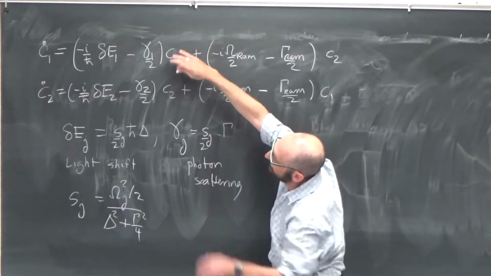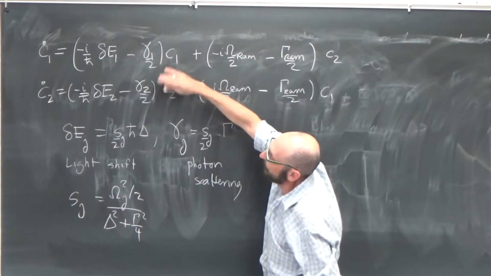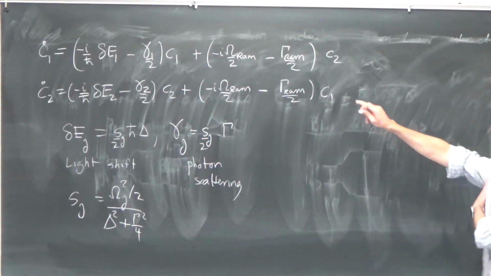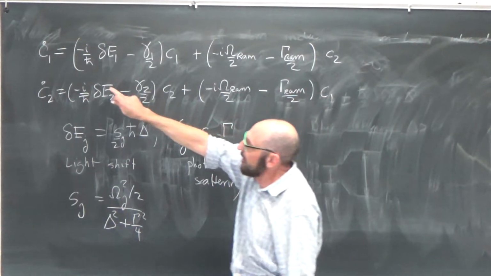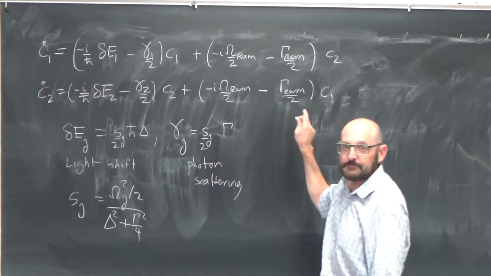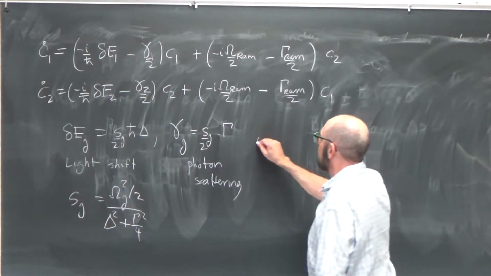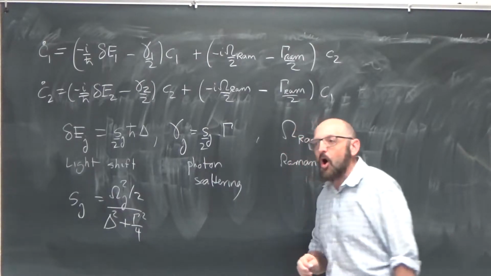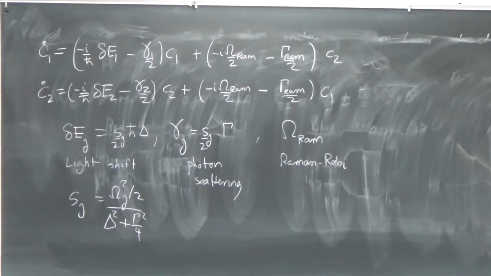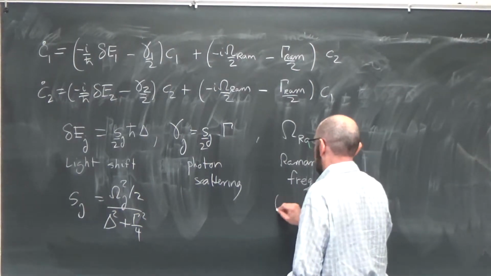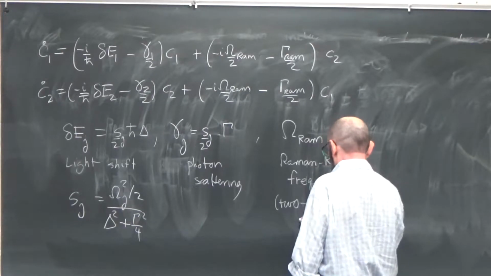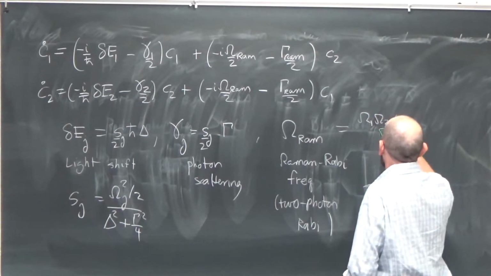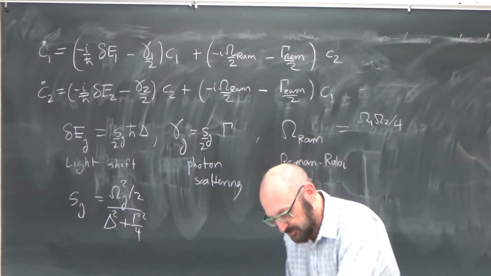So that's photon scattering. Each of these terms is what we had seen and reviewed in the beginning of this lecture for the two-level system off resonance, just the same thing we just discussed. But now I have this other effect, and this other effect couples level 1 to level 2 and level 2 to level 1. And so I have now this additional term, something I'm calling the Raman-Rabi frequency, or RR, which is the 2-photon Rabi frequency. And it is equal to omega 1 times omega 2 over, oh gosh, is it 2 or 4? I looked it up.